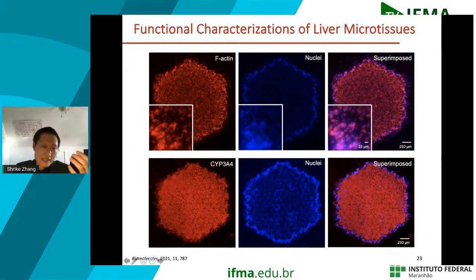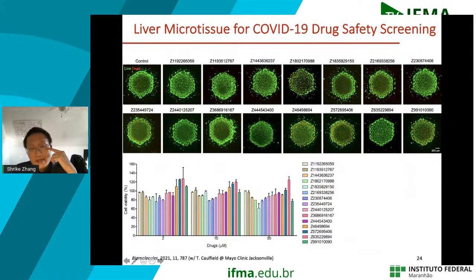So affecting staining and also cytochrome. So basically expressing pretty nice cytochromes with this configuration, like the lobule kind of patterns. That's very much mimicking the in vivo configuration. So then one thing we have been doing is partnering with our colleagues at Mayo to use these models for more tests, like safety screening for COVID drug candidates in the past couple of years.